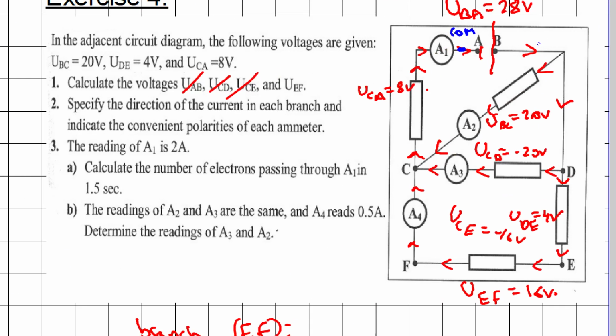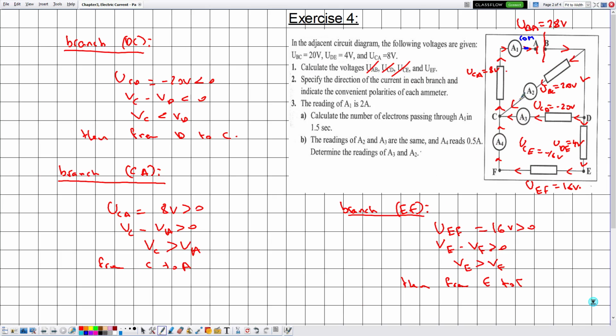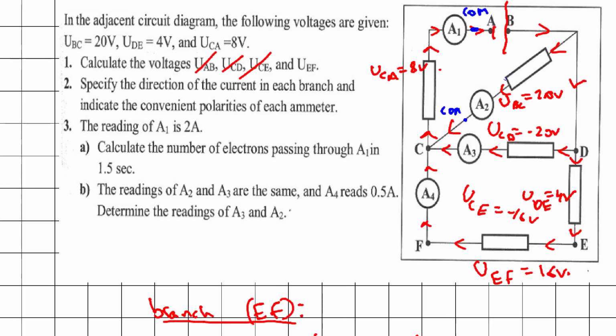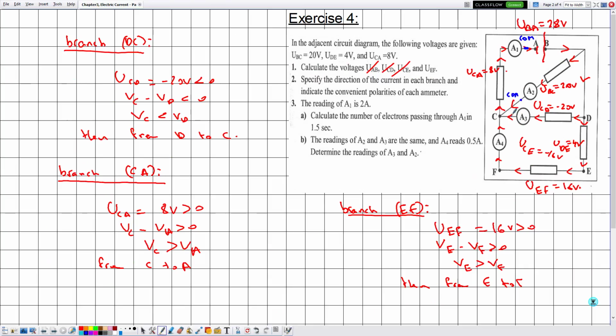So going to the ammeter A2, this is the COM terminal. Going to the ammeter A3, this is the COM terminal. Going to the ammeter A4, to this terminal, okay? And here we can say the following statement, for example, as a justification, but here no need to justify.